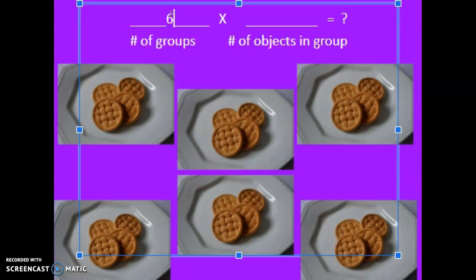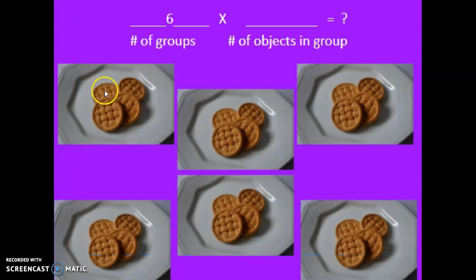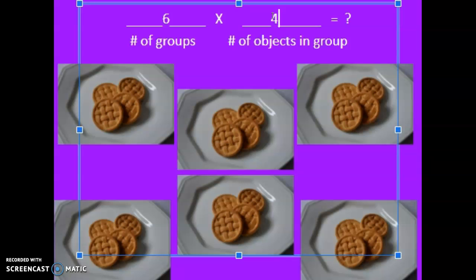And the next part of my multiplication, I want to think about how many objects are in each group. So I'm going to count how many cookies are on my plate. In this particular case, I have 1, 2, 3, 4. So I'm going to put a 4 here. Now, if I'm going to read this, I'm going to say 6 groups of 4. So I have 6 groups of 4 cookies. I want to know how many I have all together.